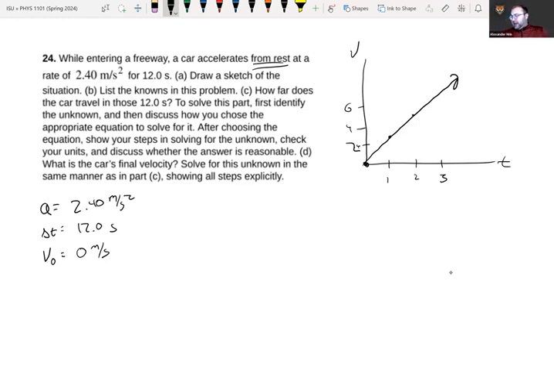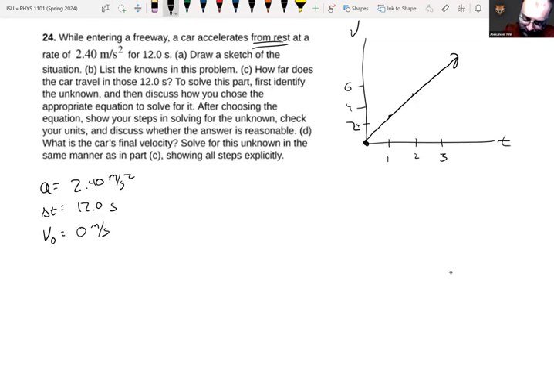Being able to connect the sketch to the problem can be useful, particularly if you're asked to find something else. But in this case, I think the equations will mostly get us where we need to be. Now, listing the unknowns, what we're asked is how far does the car travel. So delta X is what we want to know.